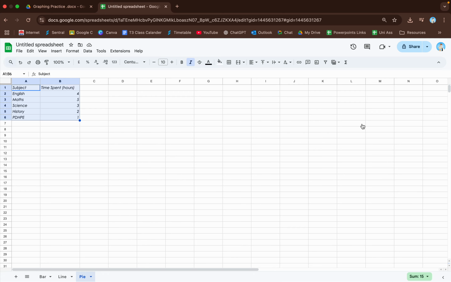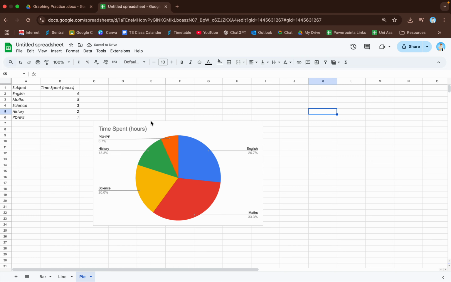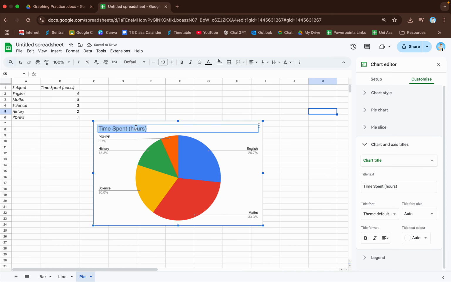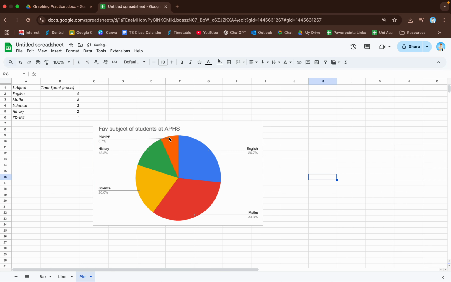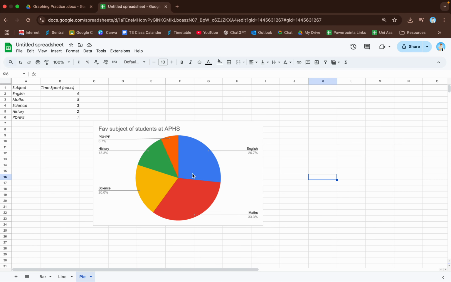Insert chart. There we go. That's it. Again, horrible chart title. You have to put that anywhere. So, favorite subject of students at APHS. Right? So now this is considering from all the students, how many like PE, how many like history, how many like science. It's good. It's giving you the same analysis that a graph like this would give. It's just trying to show you which one's the biggest and which one's the smallest.